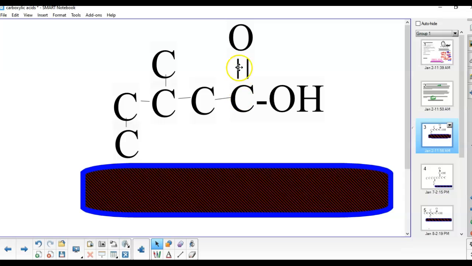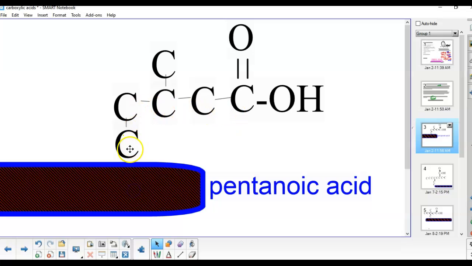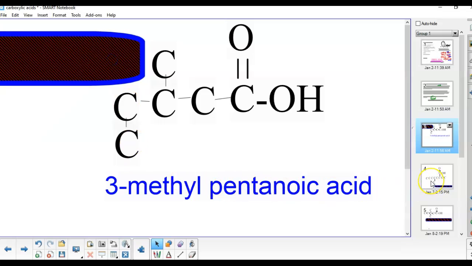Here we have a structure. Now remember, we're counting the longest continuous chain. This is always 1, so this will be 2, 3, 4, now 1. Well, it's still the continuous chain, so that's 6. 6 is hex. The ending for carboxylic acids is anoic acid, and so we have hexanoic acid. Oh, 1, 2, 3, 4, 5. Sorry, pentanoic acid. This methyl group, it's 1 carbon long, is on carbon 1, 2, 3, so it's going to be 3-methyl pentanoic acid.